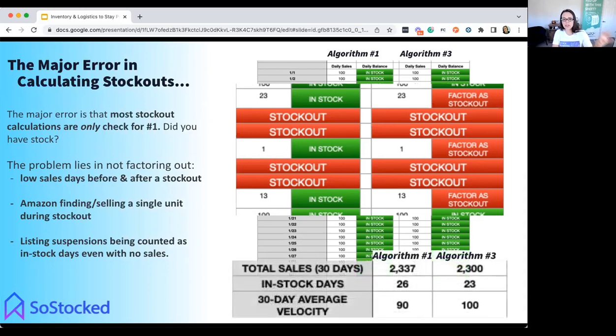Now here's where it gets pretty interesting. When you're actually looking at how the algorithm works, if you're looking at a 30-day average, you would add the entire total sales for that 30 days and then divide it by the in-stock days. In algorithm 1, it's counting 26 in-stock days. The 30-day velocity average is 90 units a day, but the true velocity is 100 units a day because we're factoring that there are only 23 true in-stock days. That's a significant difference. That's 10 units a day difference.